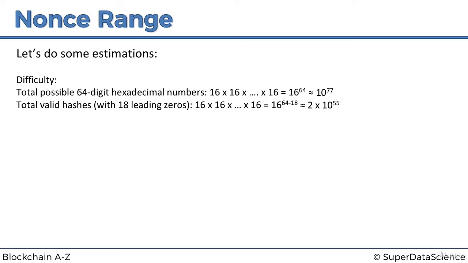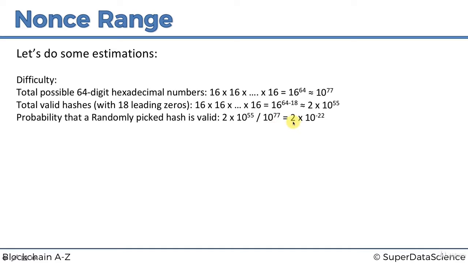And that means, as we discussed previously, the probability that a randomly picked hash is valid, or will solve the cryptographic puzzle, is the valid hashes divided by the total number of possible hashes, and gives us 2 times 10 to the power of minus 22. Remember that very, very small percentage. This is the likelihood of you solving a cryptographic puzzle if you just pick a random hash, which is the same as saying if you pick a random nonce. So we're going to underline this number because we'll need it in the next calculation.